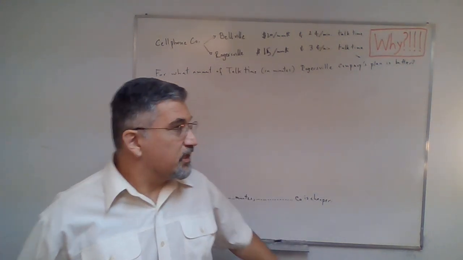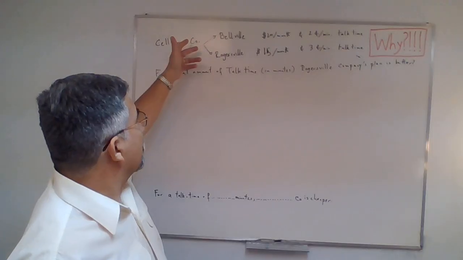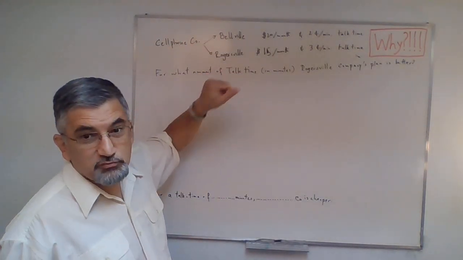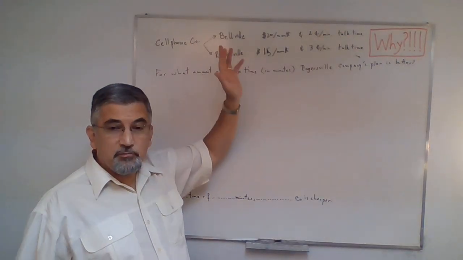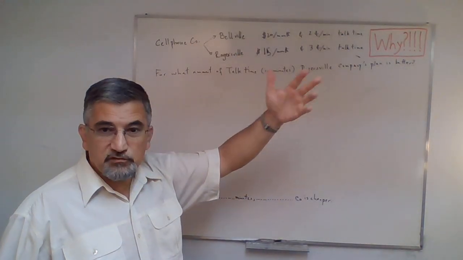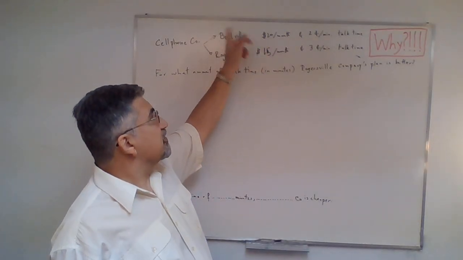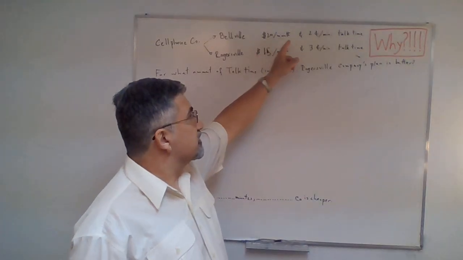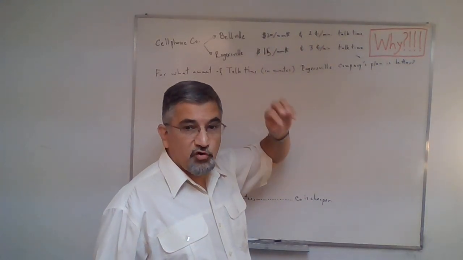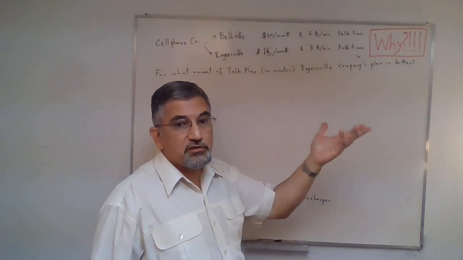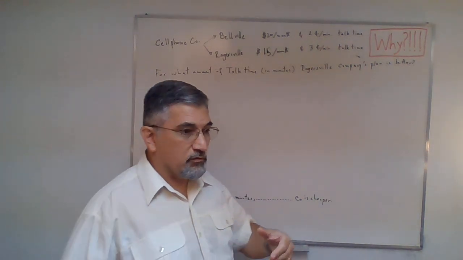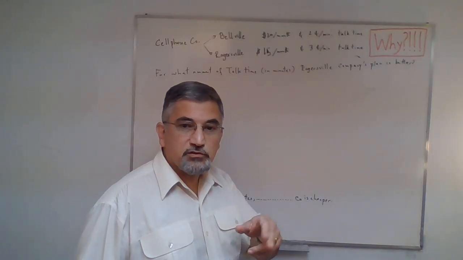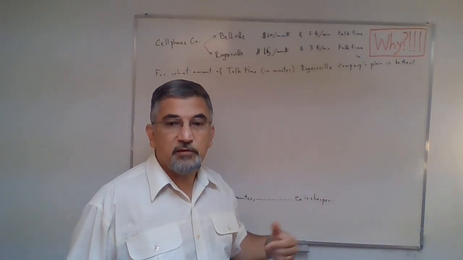We have two companies here. These are cell phone companies. One is called Belleville. The other one is called Rogersville. These two companies have different policies, different plans, different everything. Belleville says they're charging $20 per month for the service, and for every minute of talk time, they charge you 2 cents. That's their plan. For example, if you talk 10 minutes, 10 minutes times 2 cents would be 20 cents.